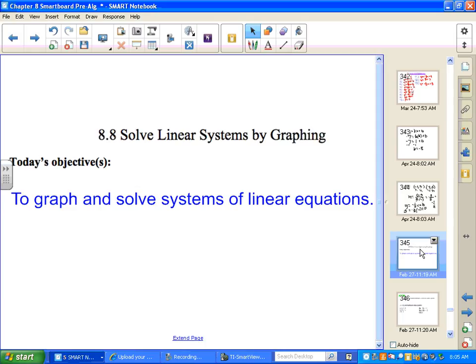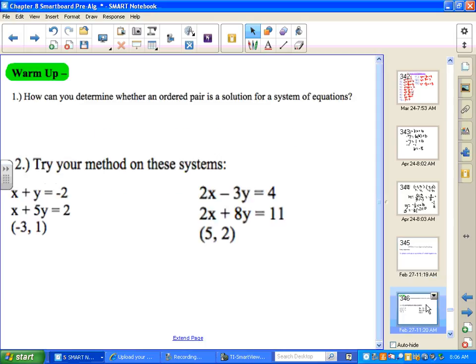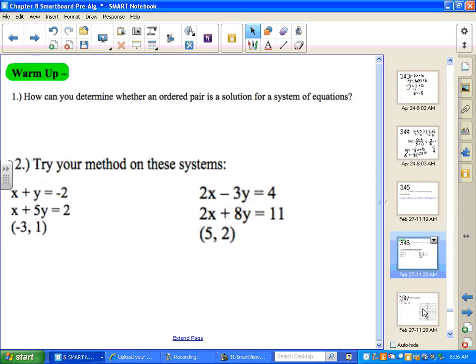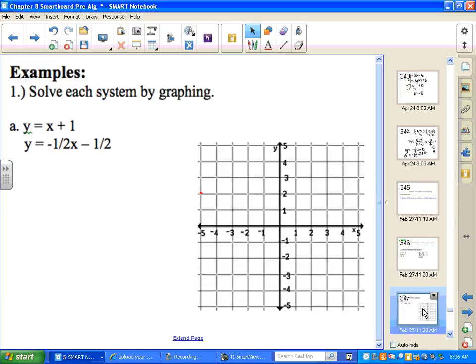Very good. So we're going to graph two equations. If they have an intersection point, we're going to find it. That's going to be the solution for both equations. Okay, so let me show you what I mean. We're going to focus in on page 27, example 1A. All right, solve each system by graphing.